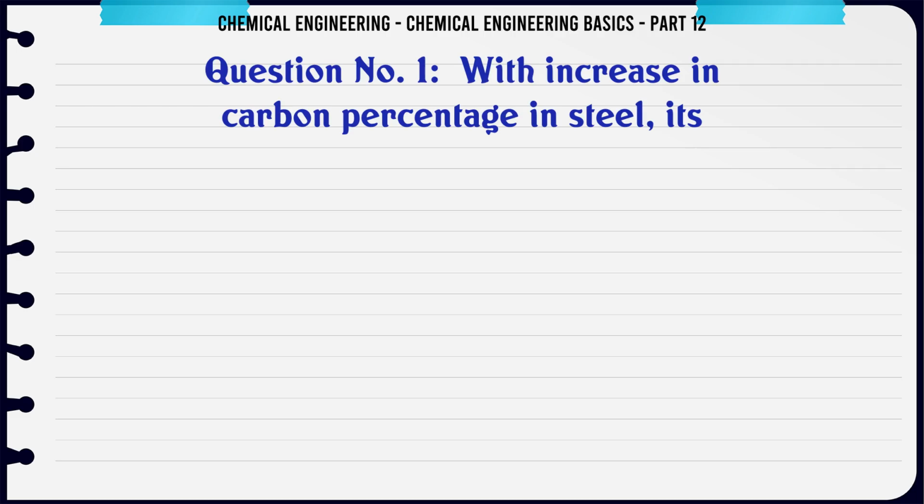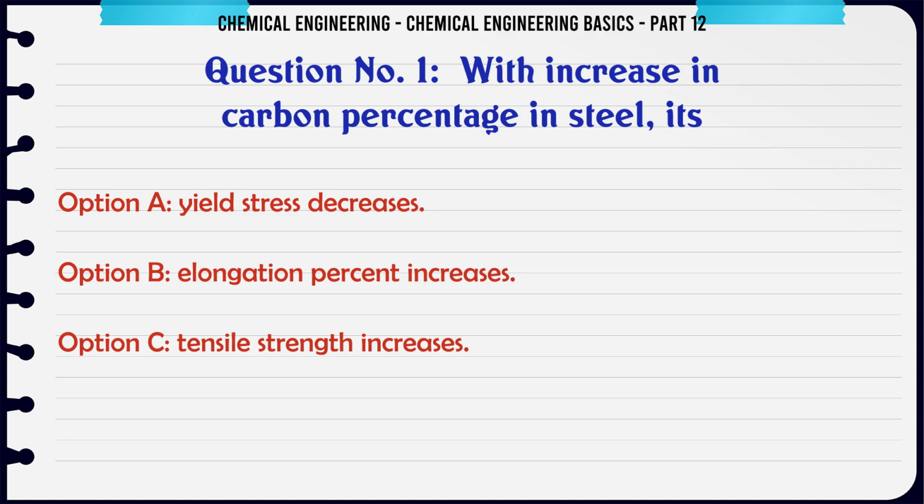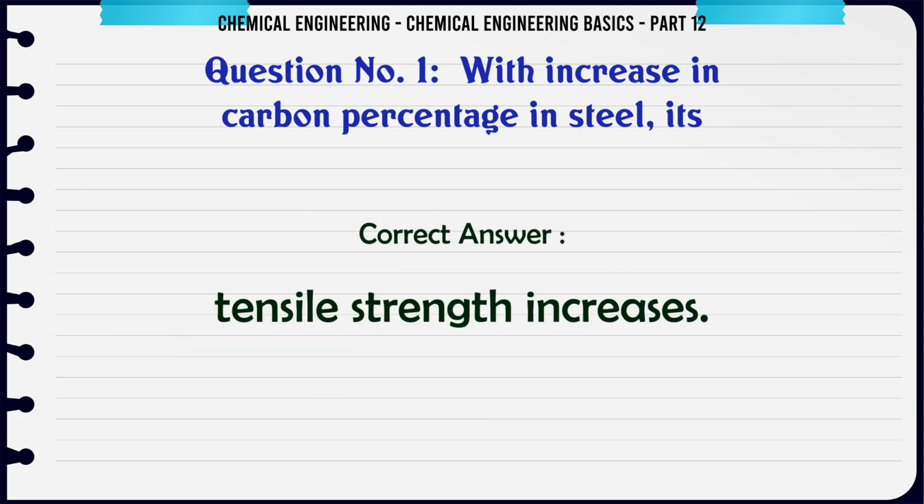With increase in carbon percentage in steel, its A. Yield stress decreases. B. Elongation percent increases. C. Tensile strength increases. D. Impact strength increases. The correct answer is tensile strength increases.